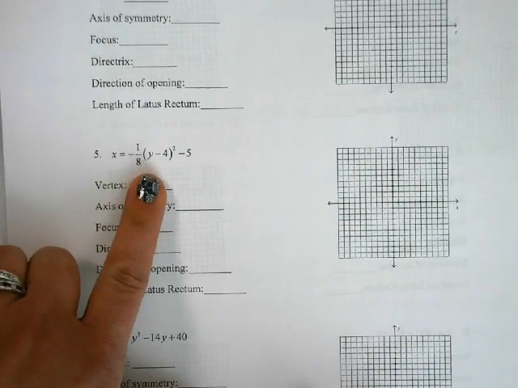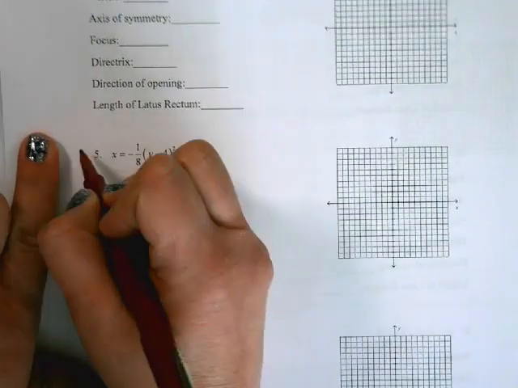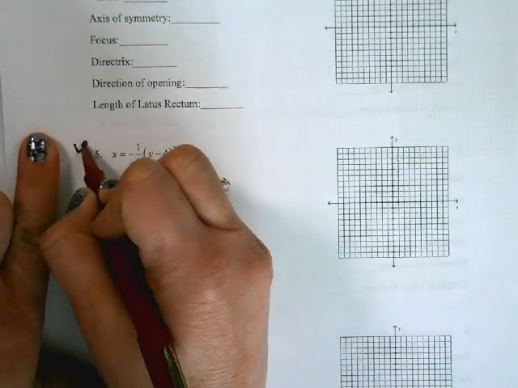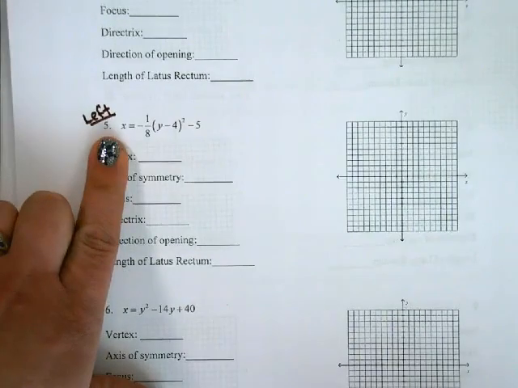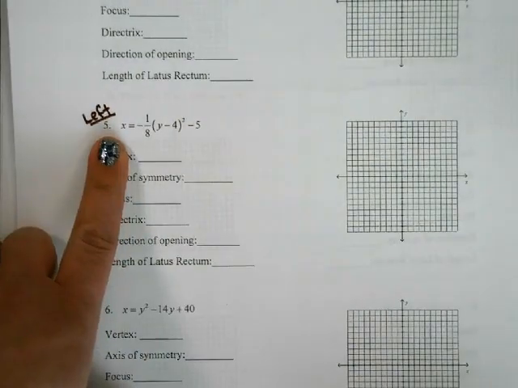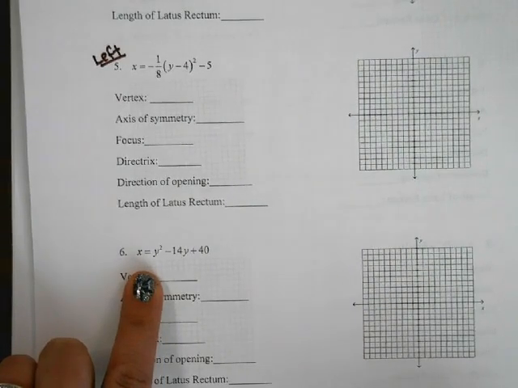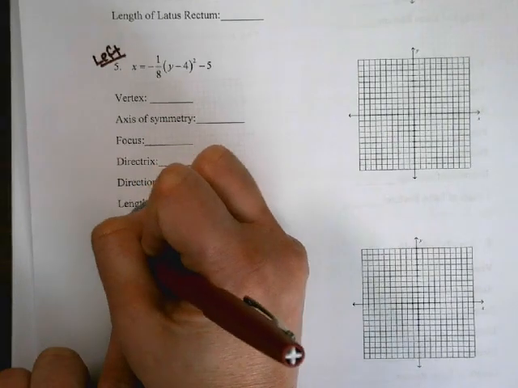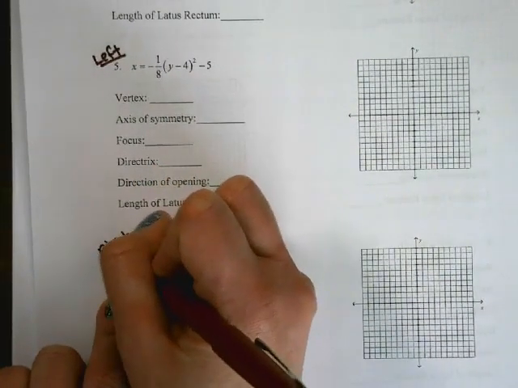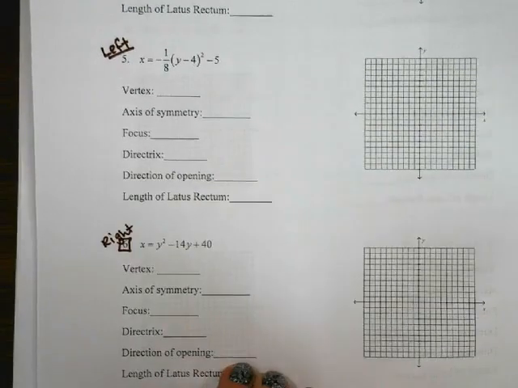Number 5. He is now a sideways one. He actually is negative, so he opens to the left. So I'm going to tell you this is your first one that opens sideways. Number 6. That's another sideways one. So your y is positive. This guy opens to the right. You also need to complete the square. So at the moment, you only have to complete the square 3 times.